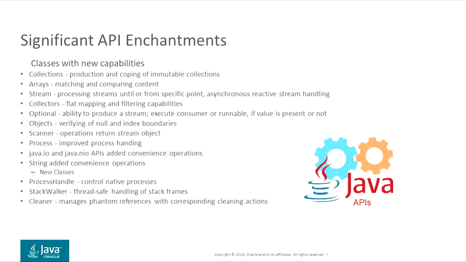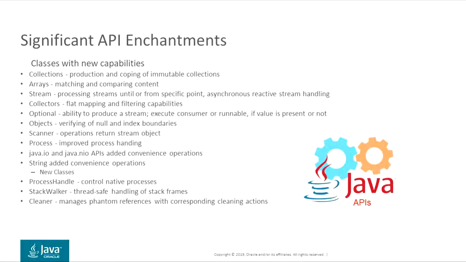New features in collectors, like flat mapping and filtering capabilities. Some new features in the Optional class that enable producing streams now, or executing consumer or runnable objects based on whether a value is present inside the optional or not. Some features in the Objects class, verifying null or index boundaries, for example. Or enhancements in Scanner, like Scanner can return a stream now, which is again quite useful.